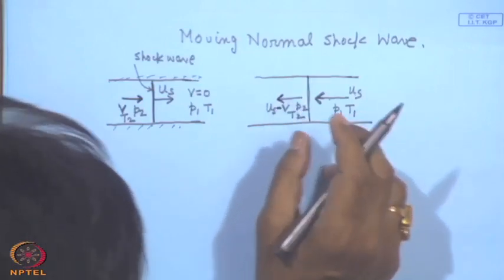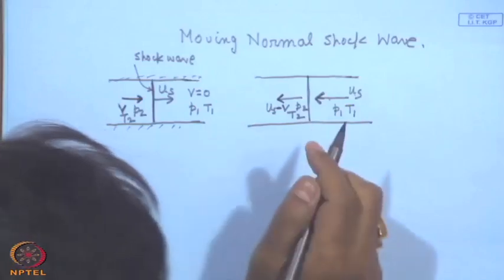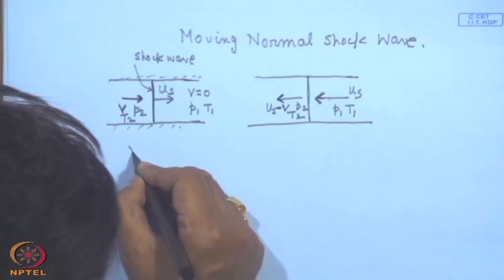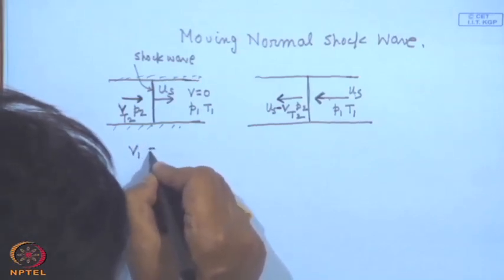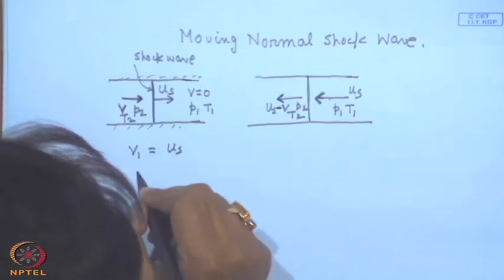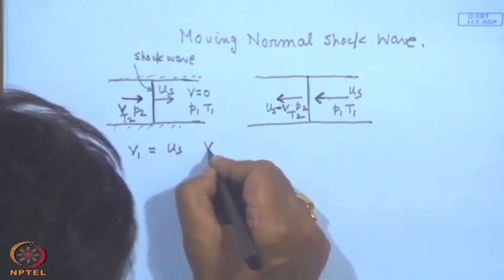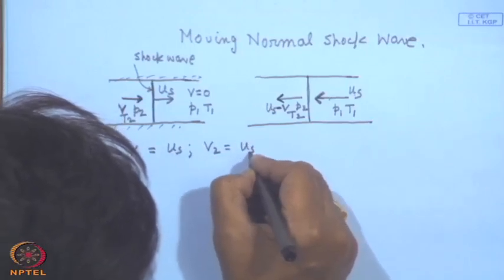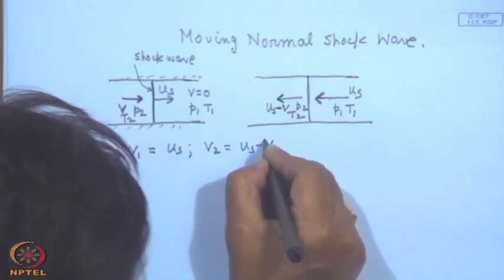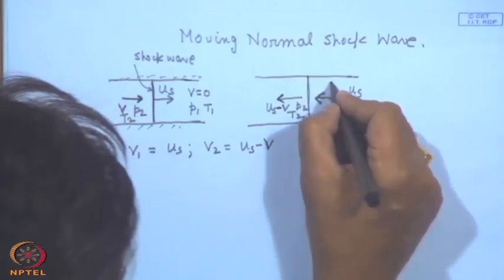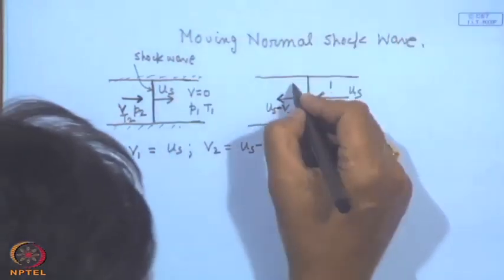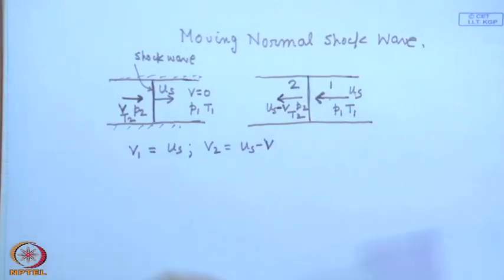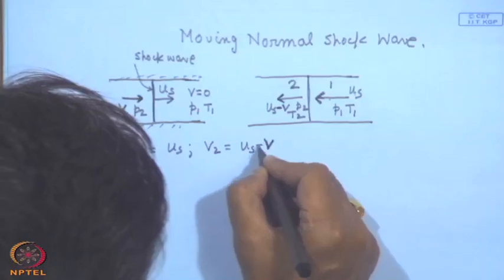Now if you make an analogy with the stationary shock, what do you see? In the stationary shock, the approaching velocity is given as V1, which equals Us, and V2 equals Us minus V. Then P1, P2, that means section 1 and section 2. Then V2 is Us minus V.